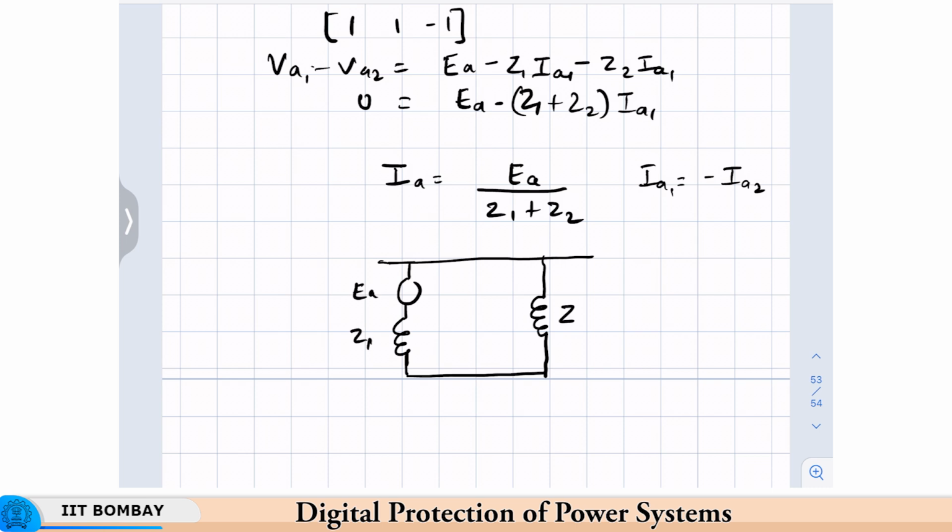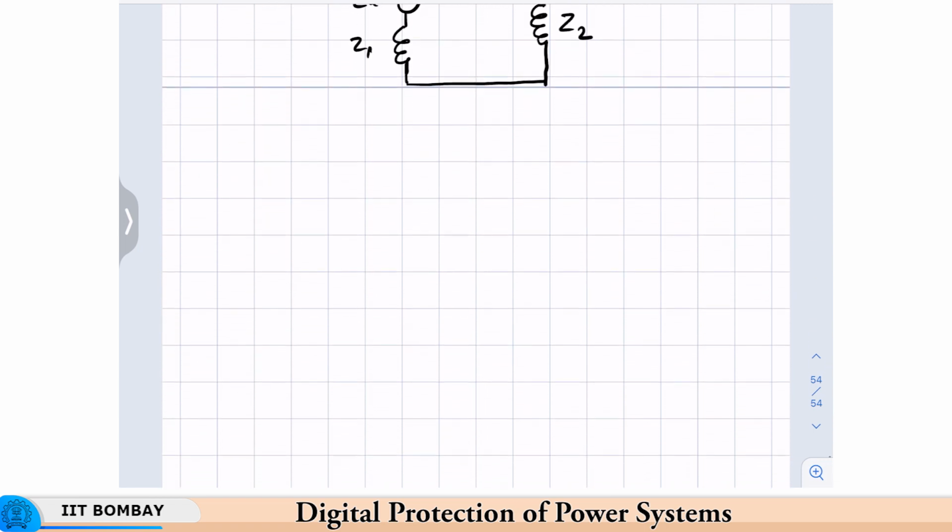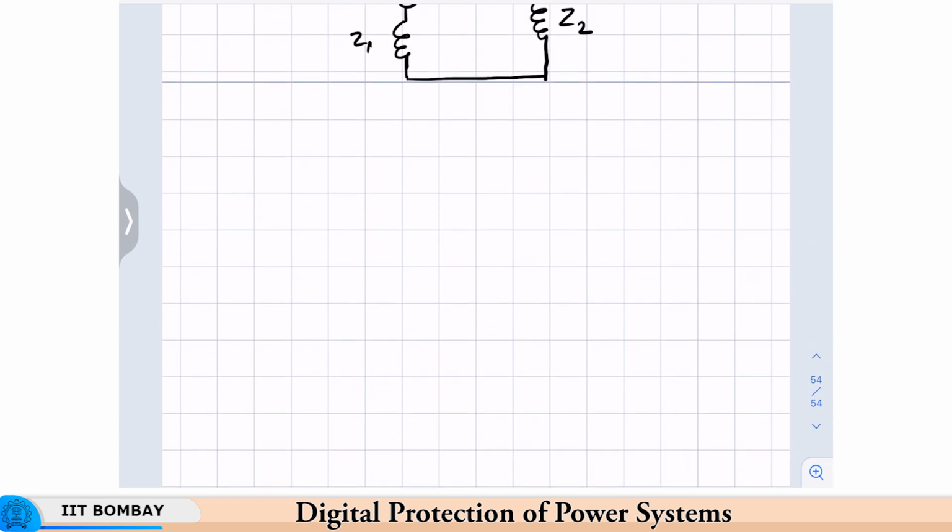Z1 and Z2. So, whenever we have a line to line fault or we need to analyze a line to line fault, this is the kind of circuit that we will use. Now, we will go on to the final type of fault, which is the line to line to ground fault, or double line to ground fault as it is commonly known.